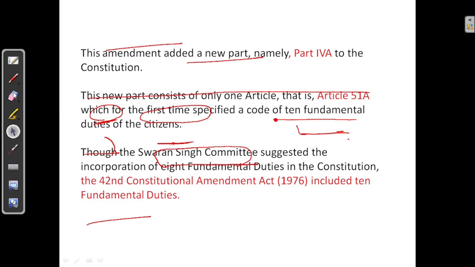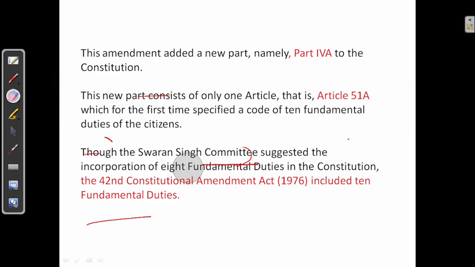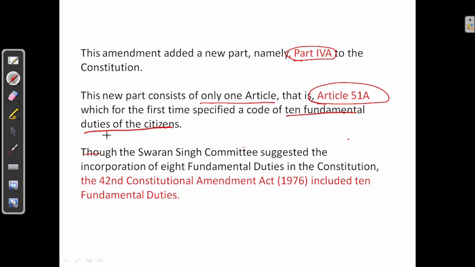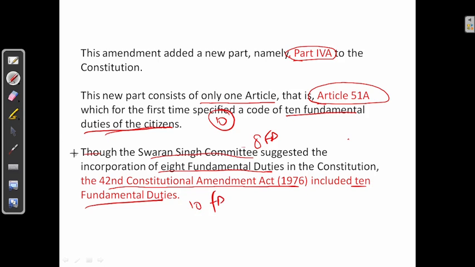This amendment added a new part, namely Part 4A, to the Constitution. This part contains only one article, that is Article 51A. For the first time, it specified a code of 10 fundamental duties. Though the Swaran Singh committee suggested the incorporation of 8 fundamental duties, the 42nd Constitutional Amendment Act of 1976 included 10 fundamental duties.